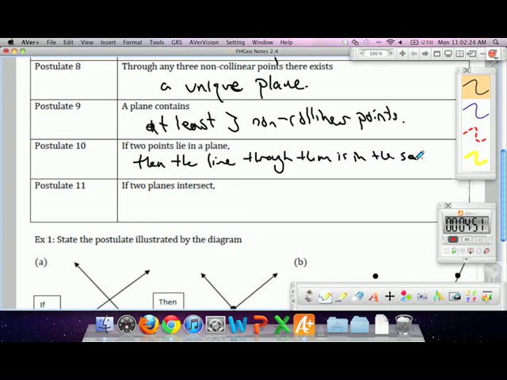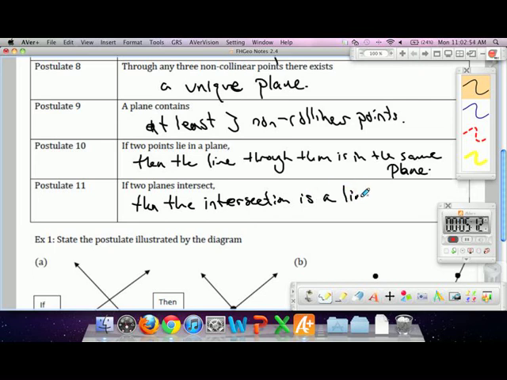Last but not least, if 2 planes intersect, then the intersection is a line.